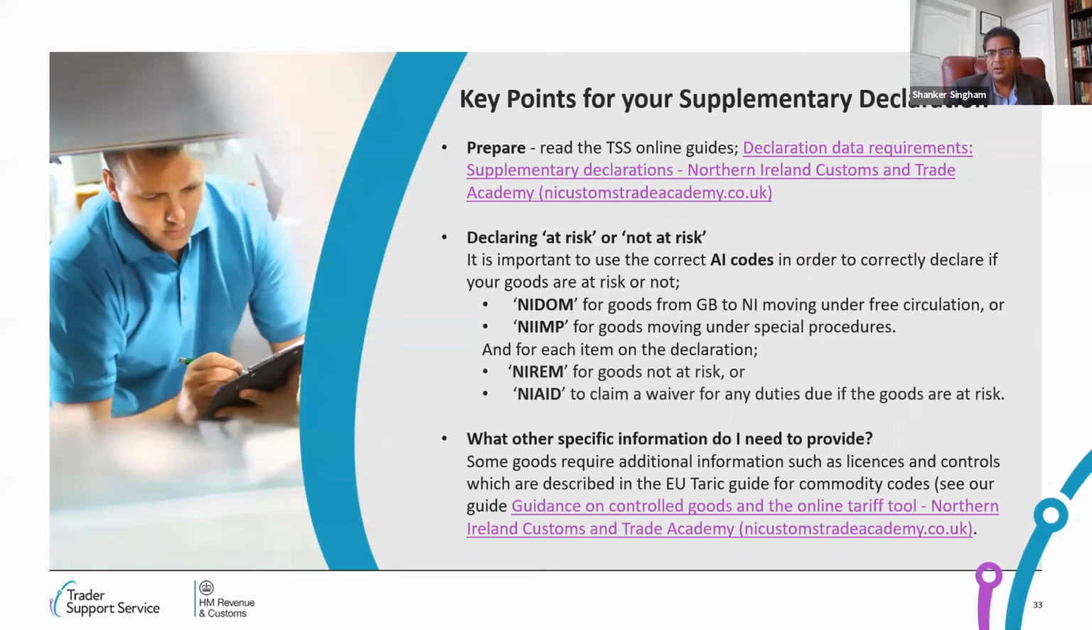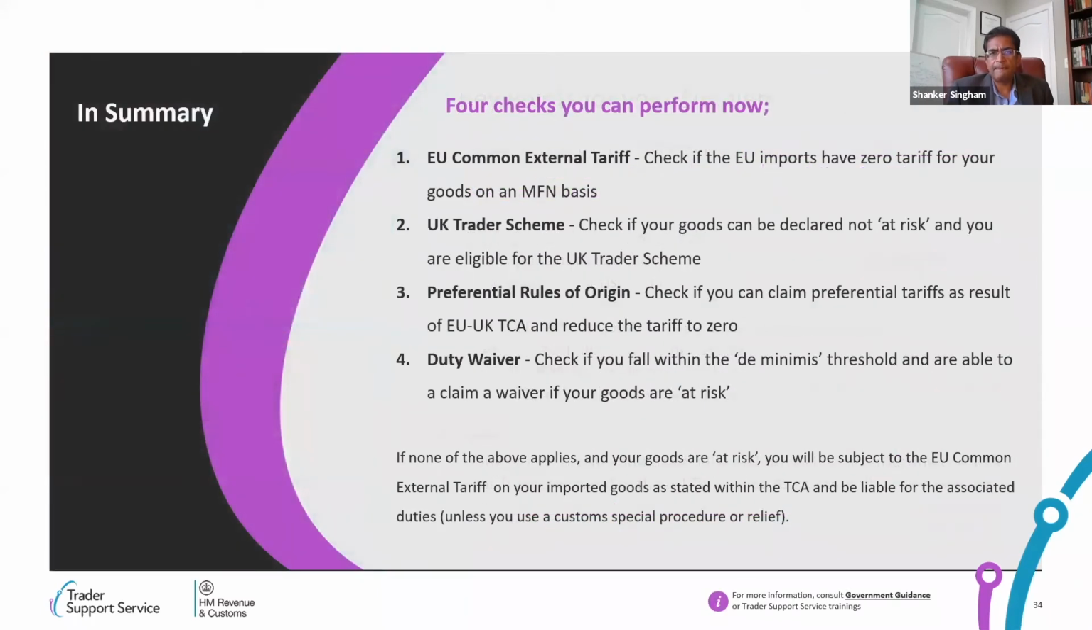So if we go to the next slide. So summary of those 4 checks: check the common external tariff as applied. Check whether you can satisfy that you can be covered under the UK trader scheme. If that doesn't apply, you've got the preferences of the rules of the EU-UK TCA to give you a 0 rate, but you've got to satisfy the rules of origin. And then there is the waiver, which if you're a small trader, you might want to use without having to go through any of these other processes. And if none of that applies, consider RGR.